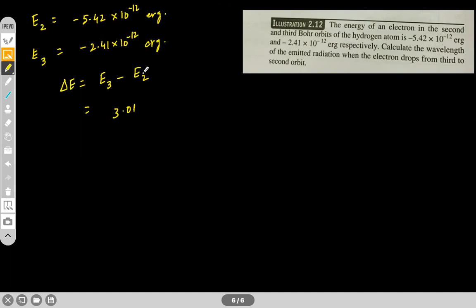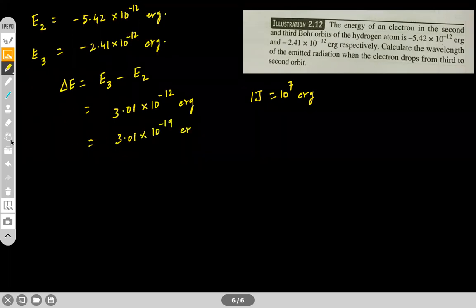Clear? No doubt? Yes, sir. Clear. 10 to the power minus 12 erg. How do we convert erg into joule? 1 joule is equal to 10 to the power 7 erg. So if you multiply by 10 to the power minus 7, it becomes joule. That's why the unit conversion is very important in this chapter. This is the delta E. Now we can find what we need, lambda.